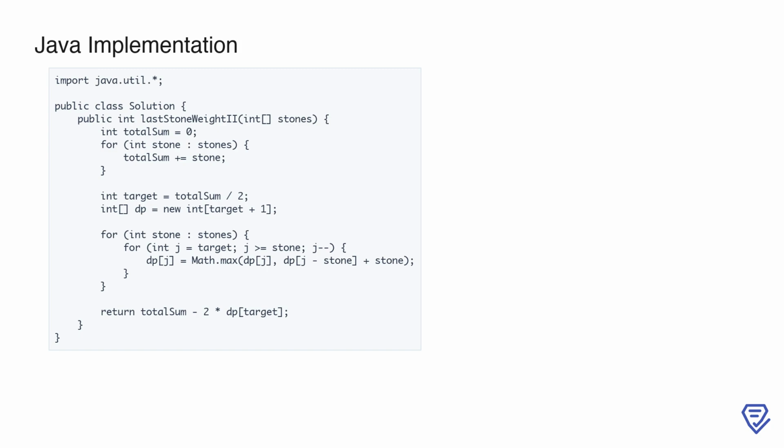This is the Java implementation of the Last Stone Weight 2 problem from LeetCode. The solution uses dynamic programming to determine the smallest possible weight difference when the stones are smashed. The logic mirrors the Python implementation, with differences in type declarations and the use of Java's array-based dynamic programming approach. The DP array keeps track of the closest sum achievable to half of the total weight, and the result is derived from the difference between the total sum and twice this closest sum.